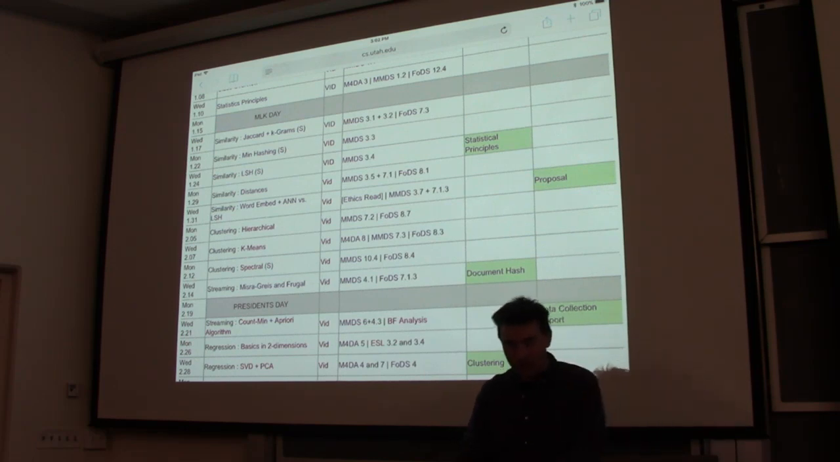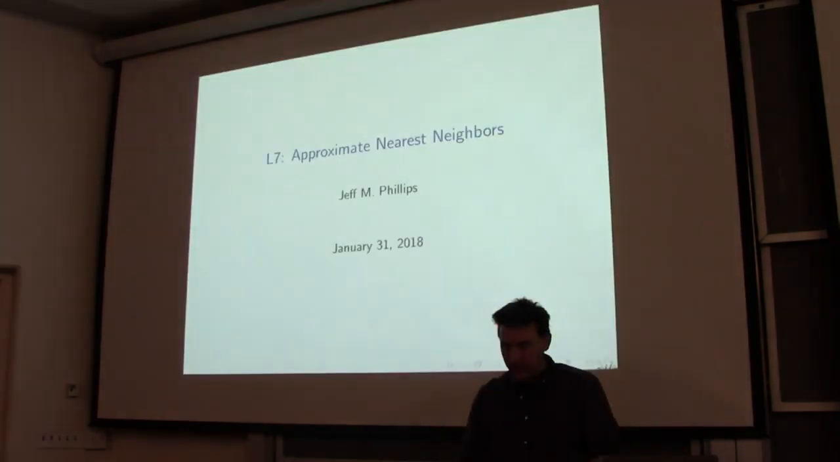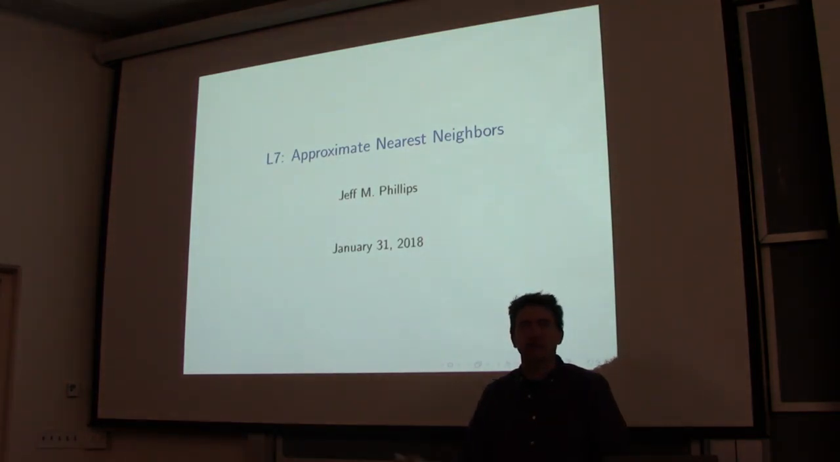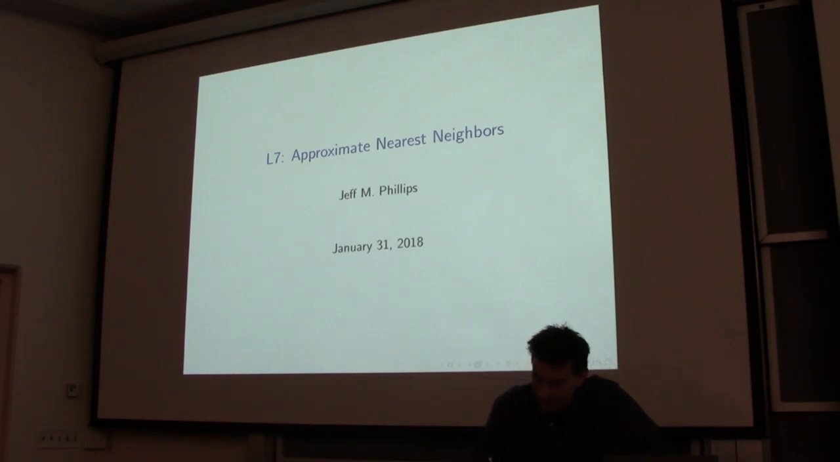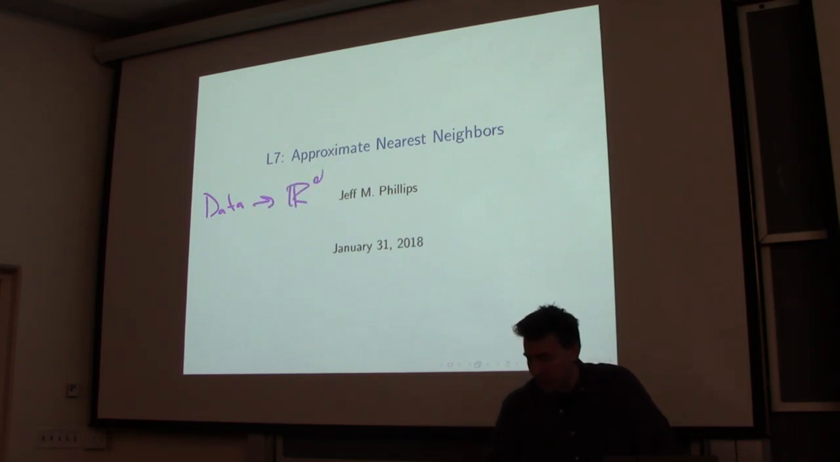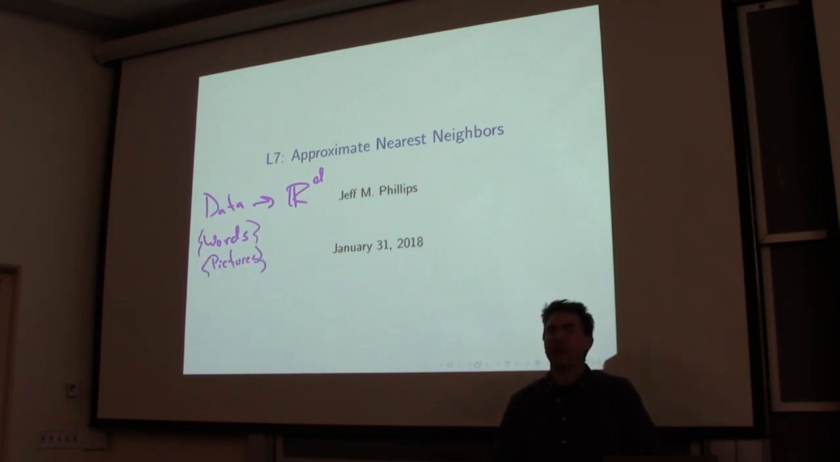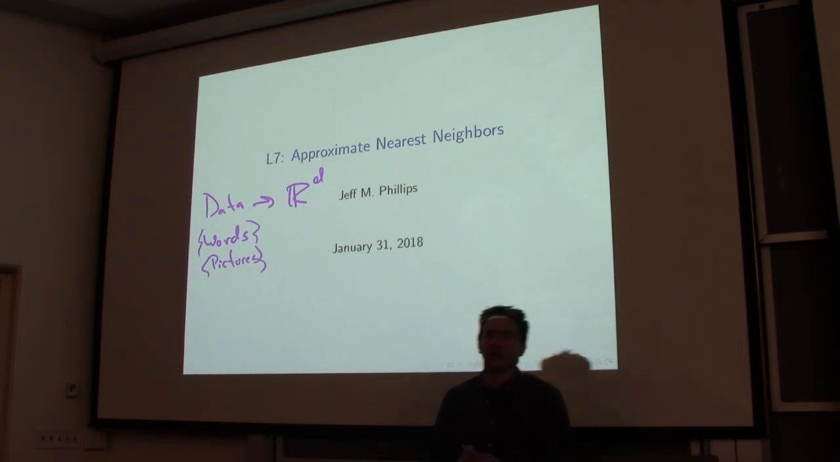Okay, so the plan for today is to give a couple more examples of how you take data, from some more complex form, and map it into R^d. Somehow I'm going to take some data, and we're going to talk about two things. We're going to talk about words, and we're going to talk about pictures.